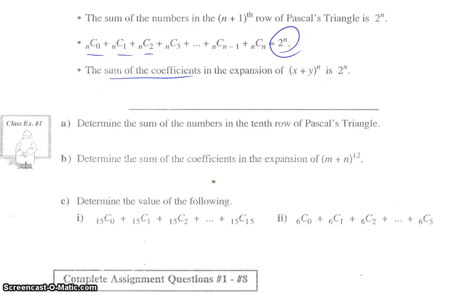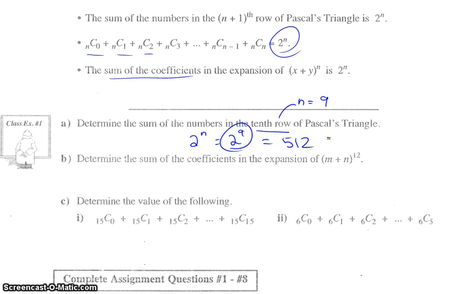Determine the sum of the numbers in the 10th row. Now, if you recall, when it's the 10th row, your n value is only 9. So then the sum of the numbers in that row would be 2 to the n, which is equal to 2 to the 9. So your answer would be that, which equals 512.